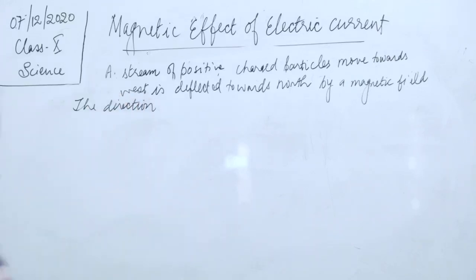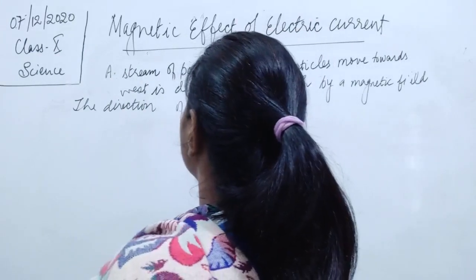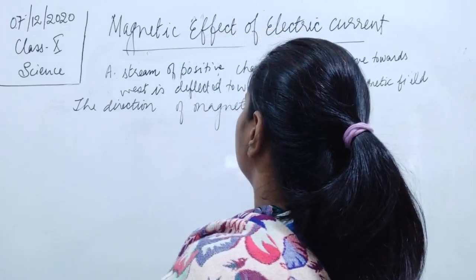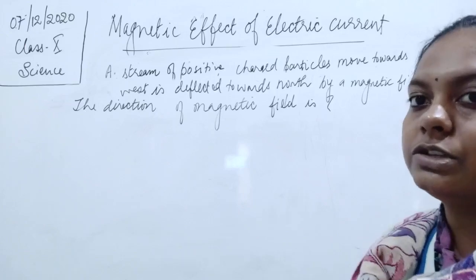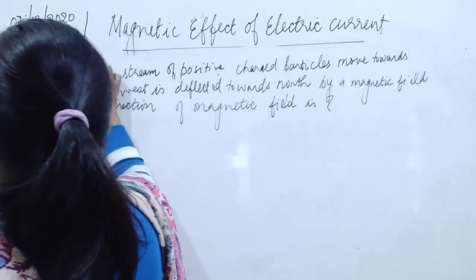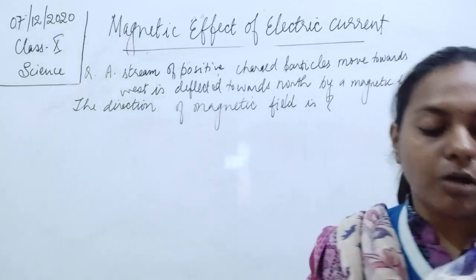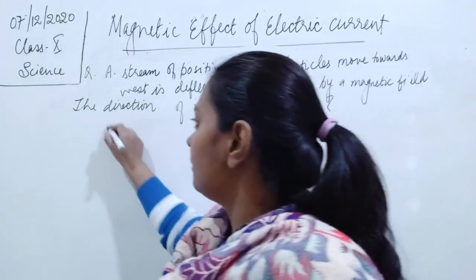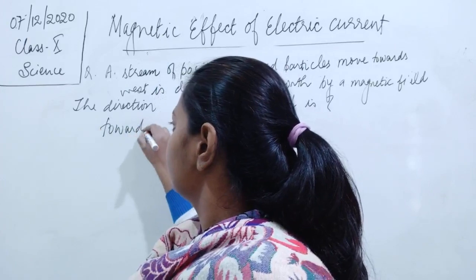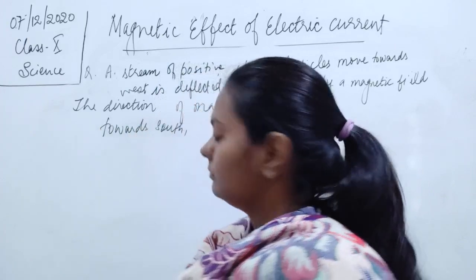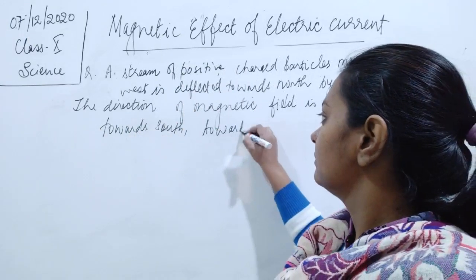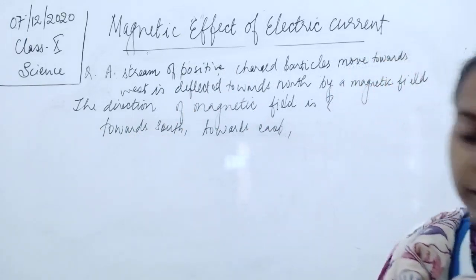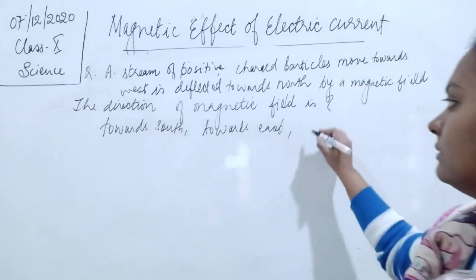The direction of the magnetic field is, we don't know, and the options are given as: towards south, then towards east, then downwards.